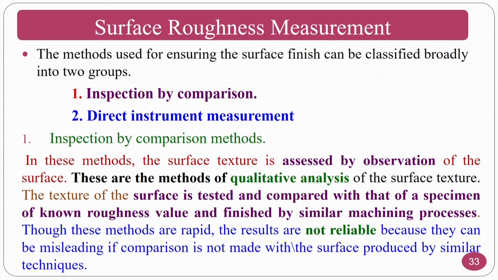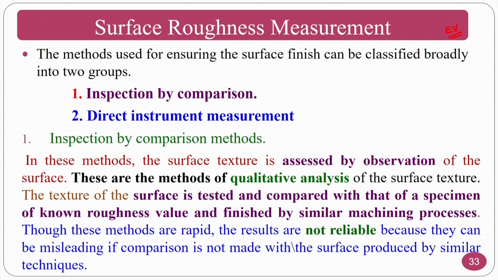Now we move on to the surface roughness measurement. Normally, the surface roughness measurement methods are used in the finishing processes or the machining processes. One is by inspection and comparison, or inspection by comparison. Another one is the direct instrument method.